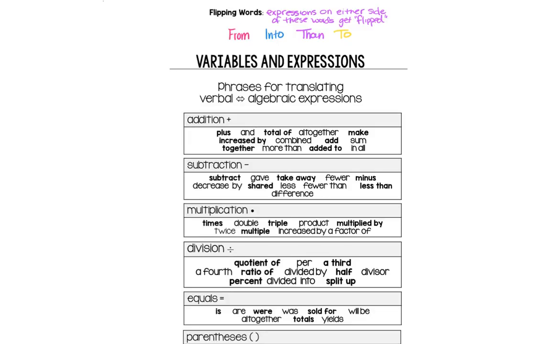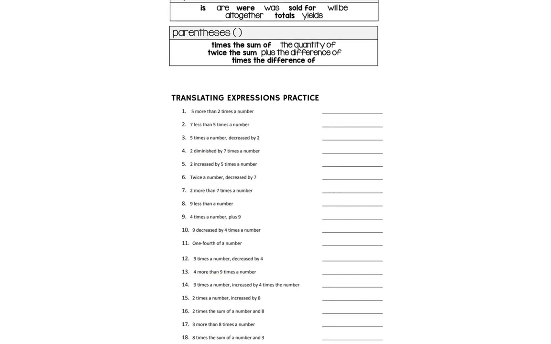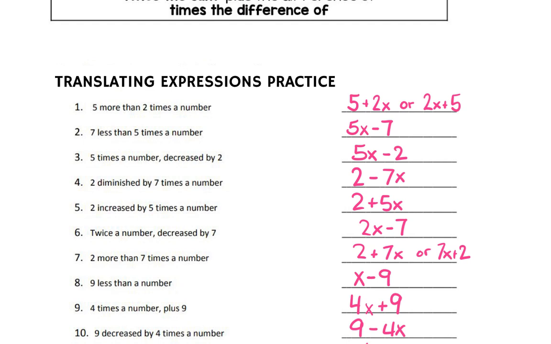On the next page of your notes, there's a bunch of words that you can use to reference for verbal to algebraic expressions. So make sure you take a look at all of those. And now it's time to practice. So we're going to go through 1 through 22 and try taking these verbal expressions and turning them into algebraic expressions. Here are the answers. Pause if you need to check, make sure all of your answers are correct.